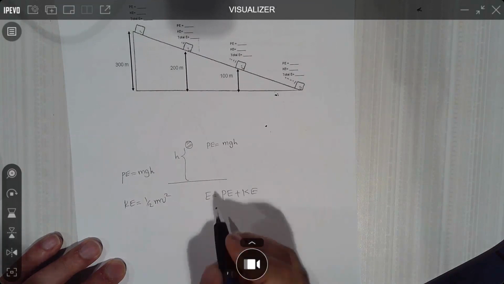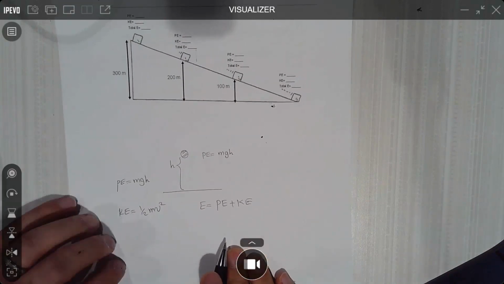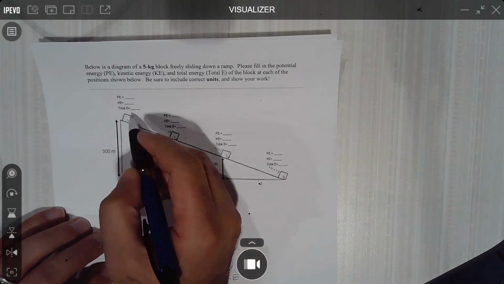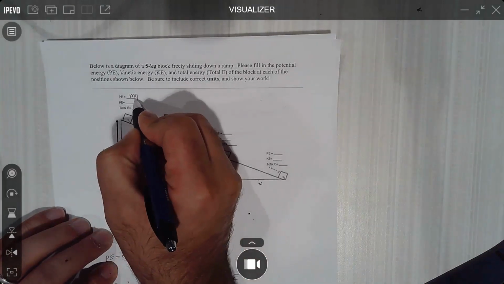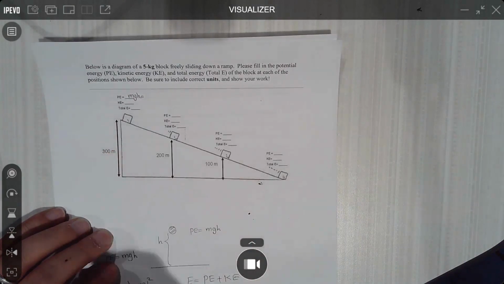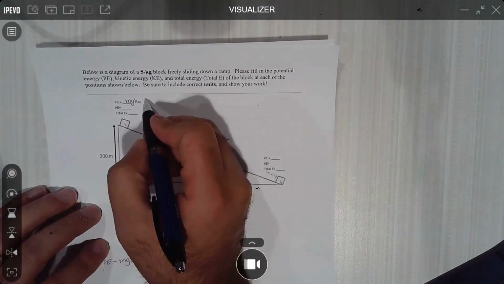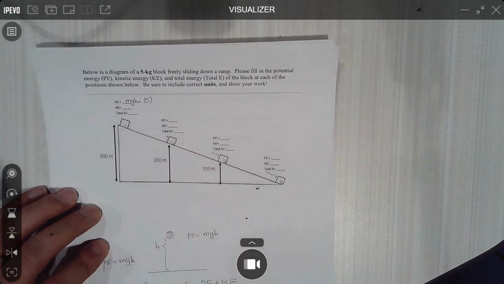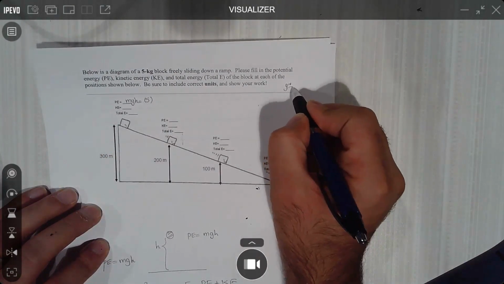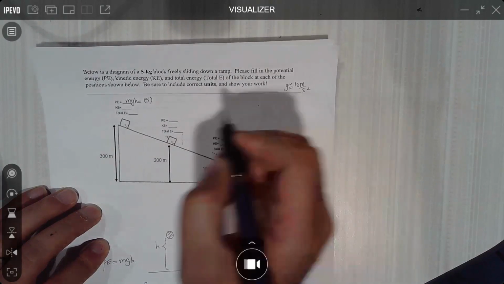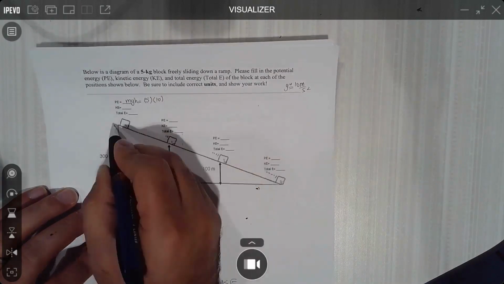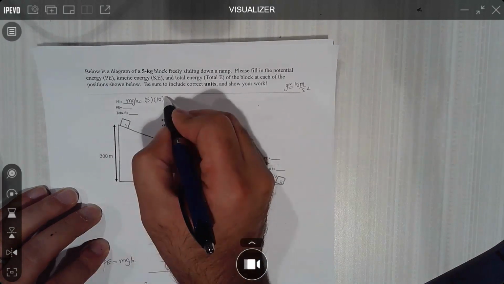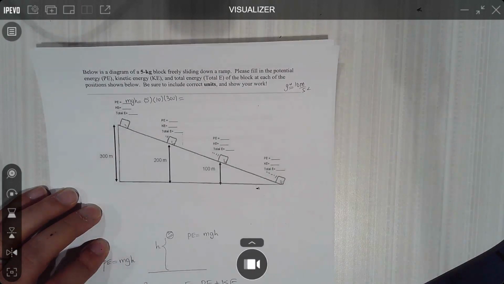So what does it mean here? Now let's start solving this problem. What is the potential energy? It is mgh. What is the m? M is the mass of the object, which is 5 kilogram. We assume that g here is 10 meters per second squared. G is going to be 10. What is the height here? 300. When you multiply these three numbers, what do you get?